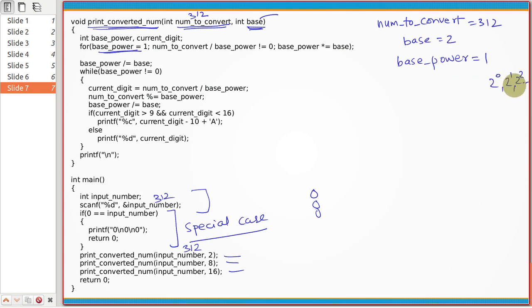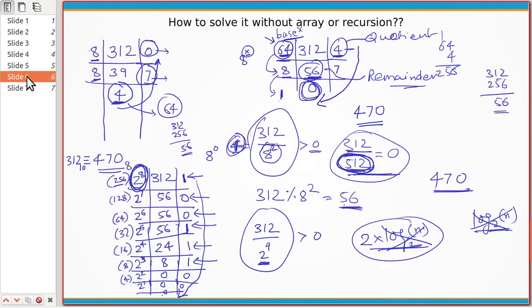I will keep increasing the power of the base. Currently I am starting with 1, which is nothing but base to the raise 0. Please observe this semicolon at the end of this for loop. It has a null body, it does not have any body associated with it. With this for loop I am trying to find the highest number with which I should start dividing.